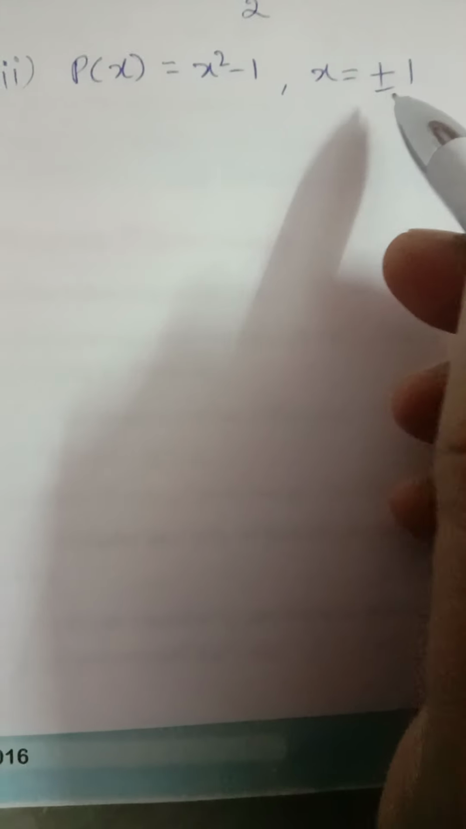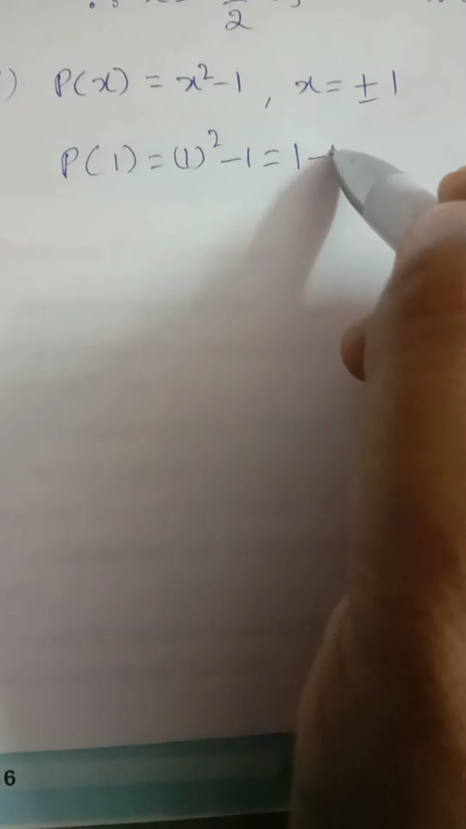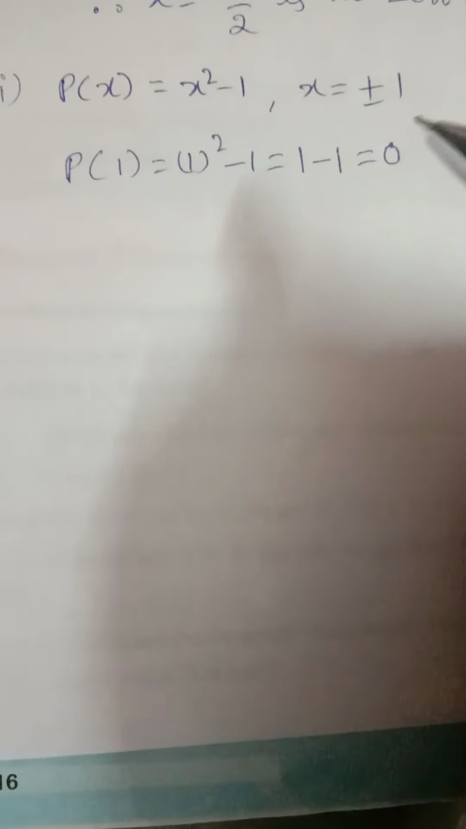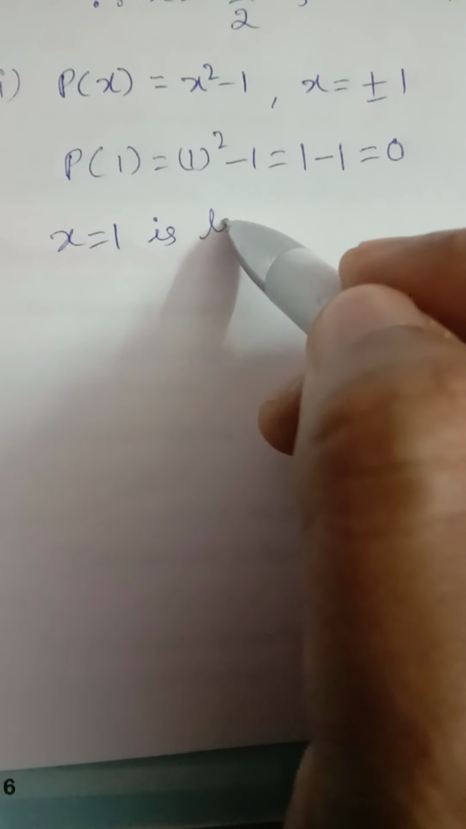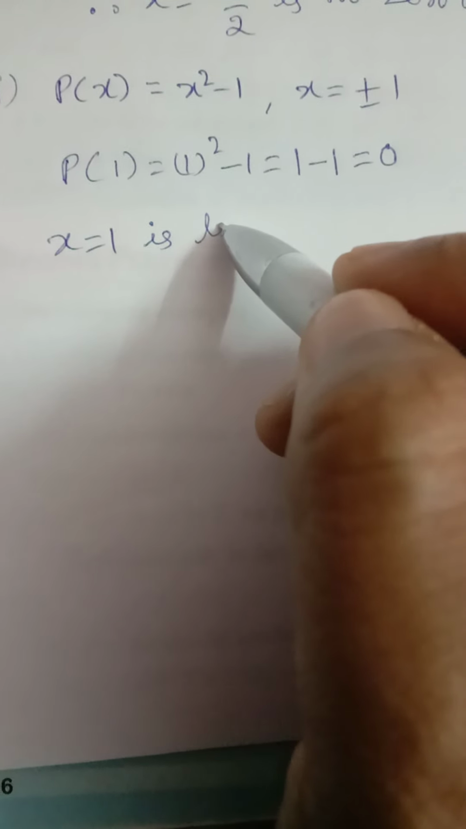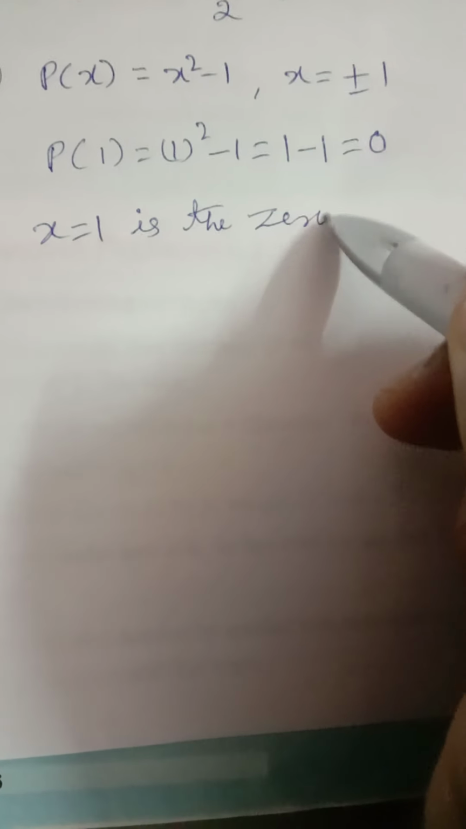Next question number 3. P of x is equal to x square minus 1. X is equal to plus or minus 1. P of 1 is equal to 1 square minus 1, which is equal to 1 minus 1, which is equal to 0. X is equal to 1 is the 0 of the polynomial.